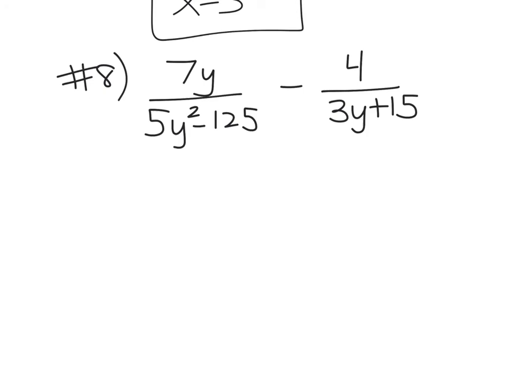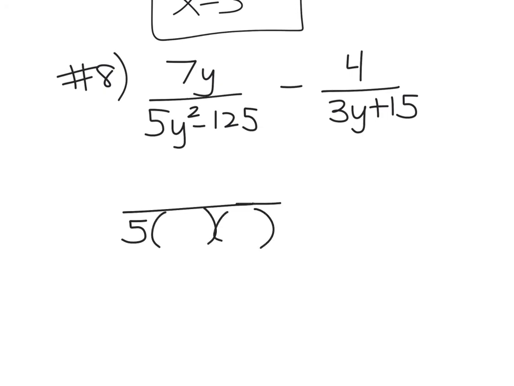So, first step, okay? You've got to factor. So we need common denominators, which means really common factors. So let's factor the denominator here. We're going to factor out a 5, and when you do that, you're left with y squared minus 25. Do you see that? Which can also factor again.